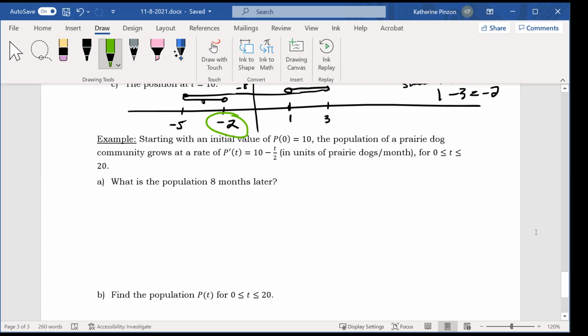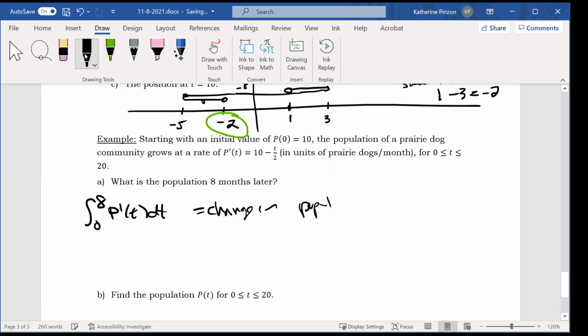Okay, so I definitely am going to need this integral. This is an excellent thought. I need this integral from 0 to 8 of P prime of T. That's going to tell me the change in population in the first 8 months.